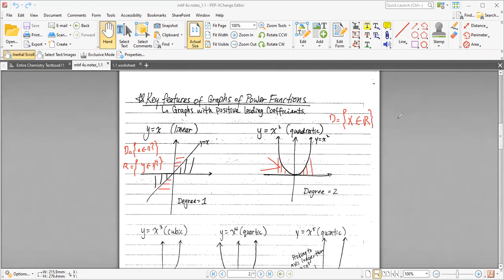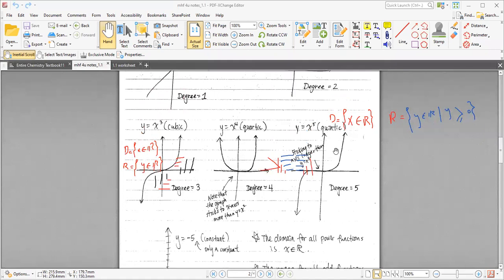For the range, on the other hand, as you see, I'm going to show it in a different color. The y values of this part cover the positive y values, and this part also covers the positive values. We don't have any negative values for y. That's why for y, it's going to be y ∈ ℝ with a restriction, right? The y is always positive, y greater than or equal to 0. So these are the domain and range.